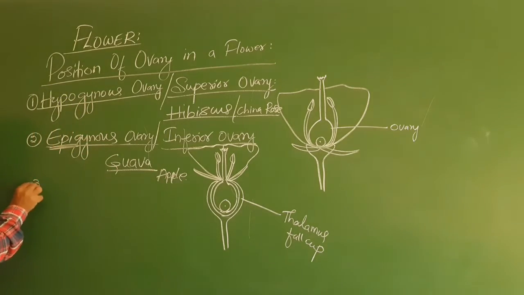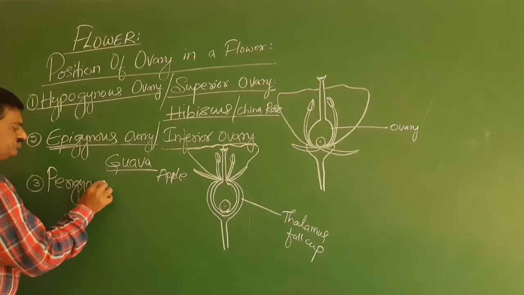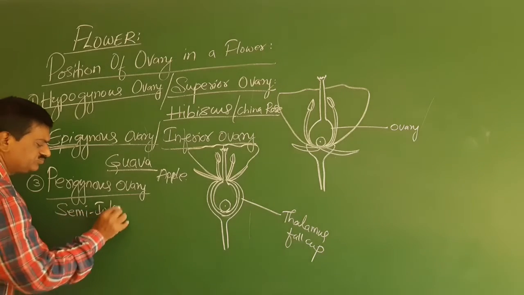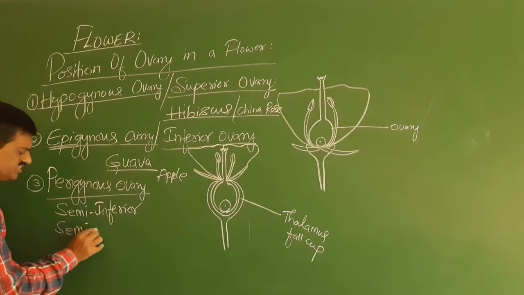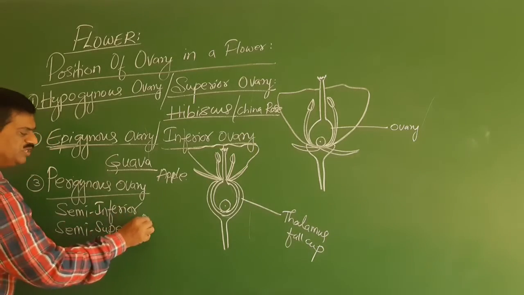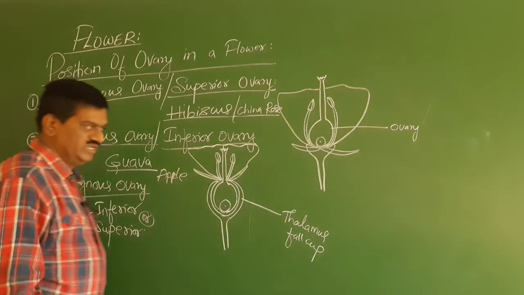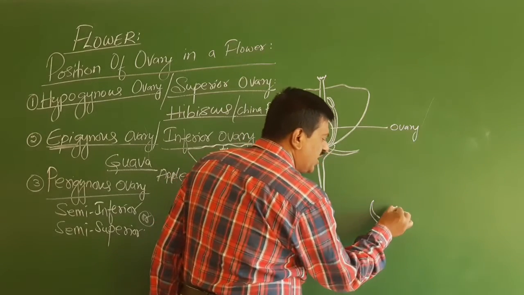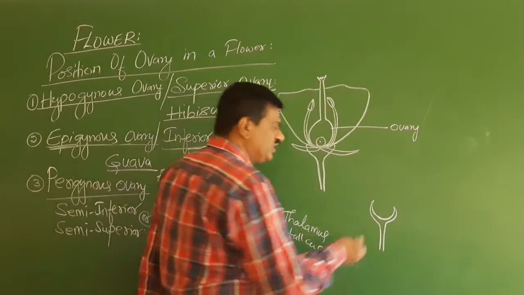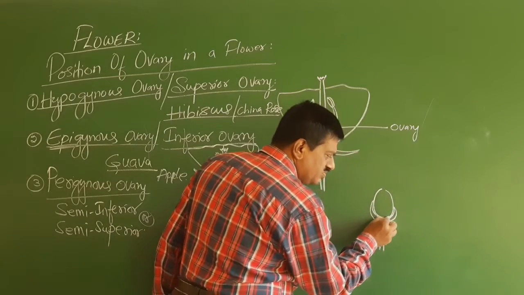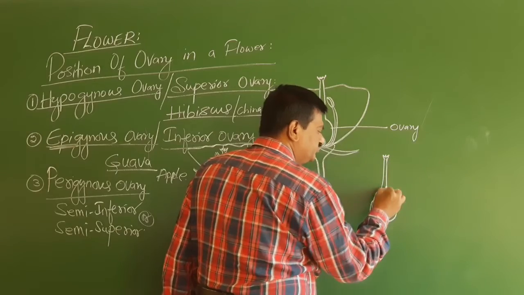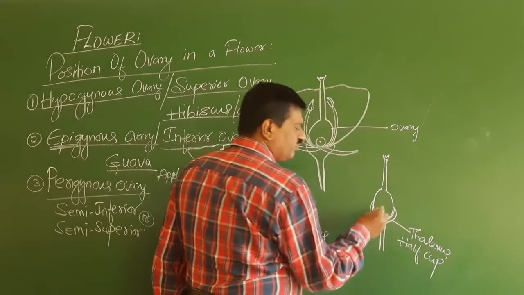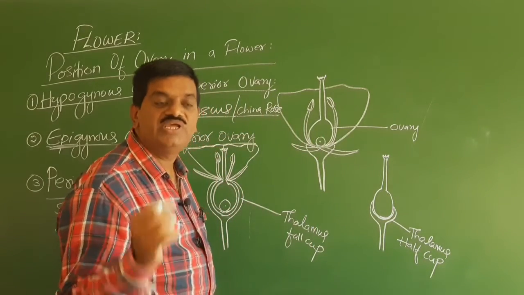Now we go for the third one called perigynous ovary. The word perigynous is also called semi-inferior, half inferior, or we use the word semi-superior, half above. So semi-superior or semi-inferior is called perigynous. Here in perigynous, the thalamus is half cup shaped. Here there is the ovary, style and stigma. This is the thalamus, half cup.